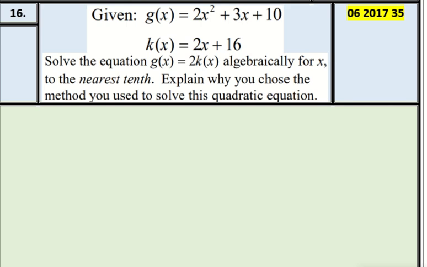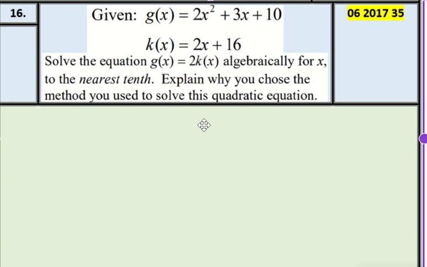So number 16, given g of x equals 2x squared plus 3x plus 10, k of x equals 2x plus 16, solve the equation g of x equals 2 k of x. Now notice, this is question number 35 on an exam. So this is one of those 4-point questions. And where we can really go off the rails is in the very beginning.